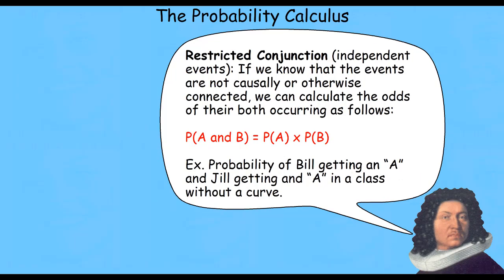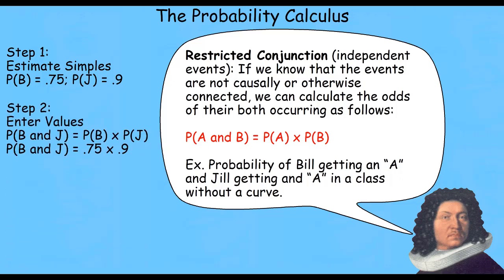Let's say that we look at their history of grades in classes on their transcript, and we use that to assign probabilities to the simple events based on the frequency interpretation. So we estimate that Bill gets an A about 75% of the time. The probability is 0.75. Jill gets A's about 90% of the time, or a probability of 0.9, 9 out of 10.